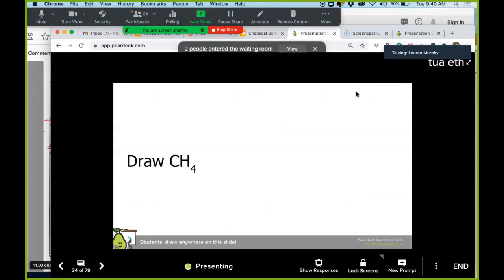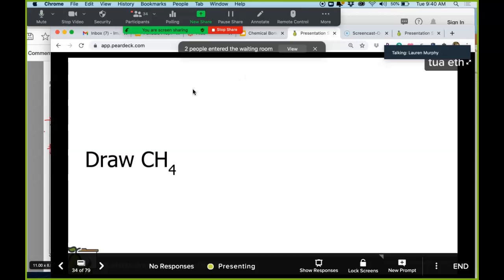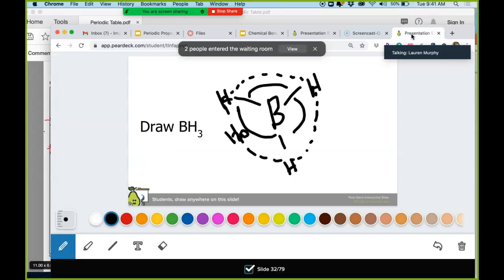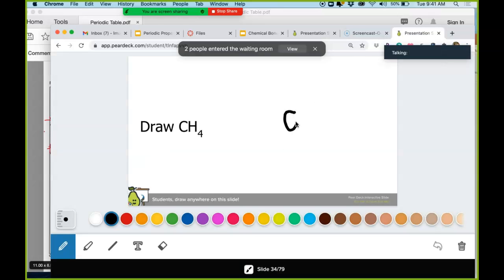Okay, we're almost done for the day. So please draw methane. CH4's name is methane. So carbon has 4 valence electrons. Each hydrogen has 1. So I'm going to hook them all up.